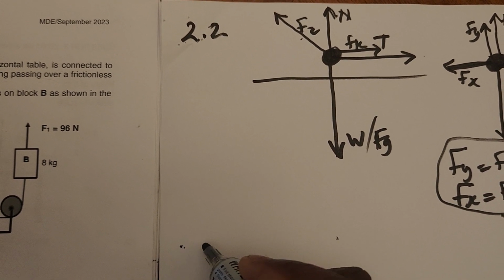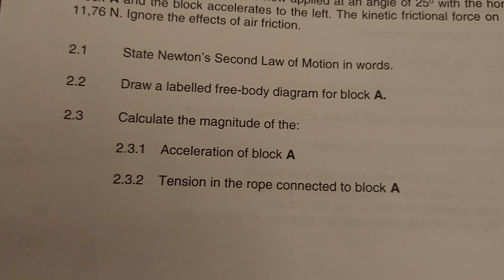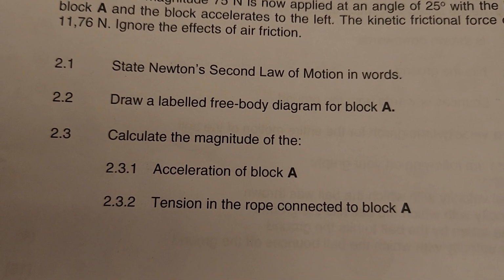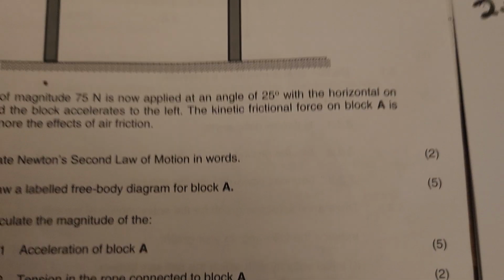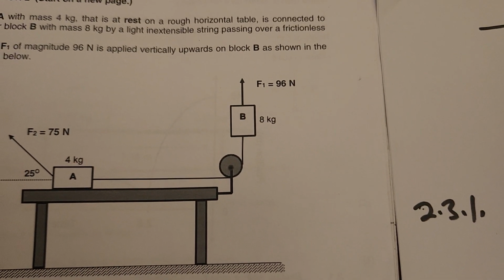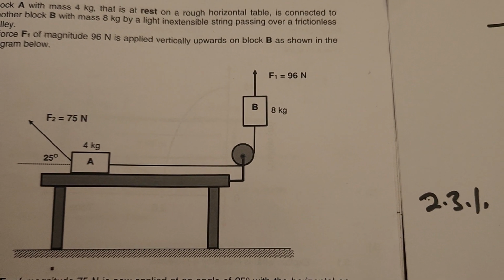We are going for 2.3.1. They are telling us to calculate the magnitude of the acceleration of the block for 5 marks. Therefore, it's a multi-step question. We have to find the expression of Newton's second law on each block.